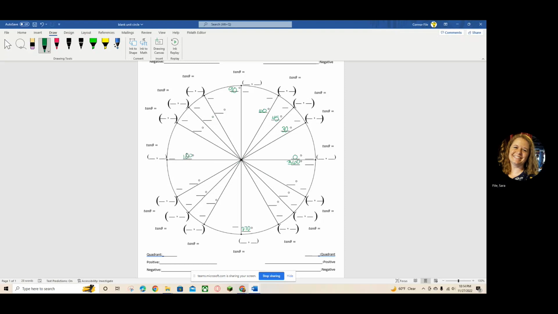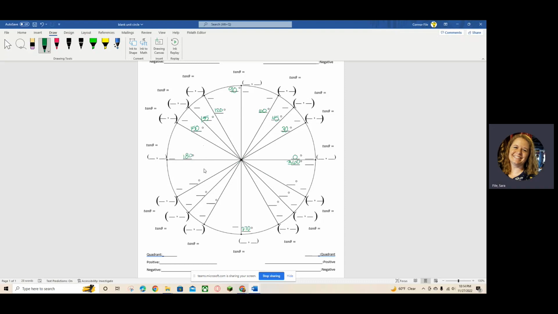So if I'm 30 degrees away from 180 behind it, okay, I'm at 150 degrees. If I'm 45 degrees from 180, so it's 180 minus 45, I'm at 135. And if I'm 60 degrees from 180, I'm at 120.